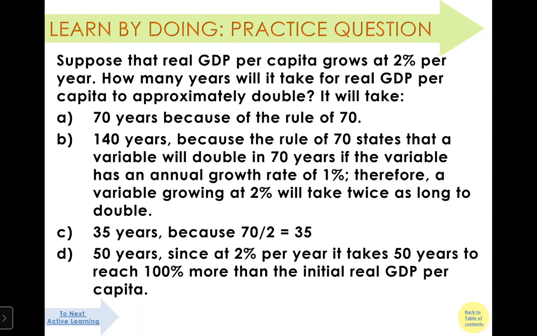Suppose real GDP per capita grows at 2%. How many years does it take to approximately double? The answer is very straightforward. It's going to be C. The rule of 70: 70 divided by 2.